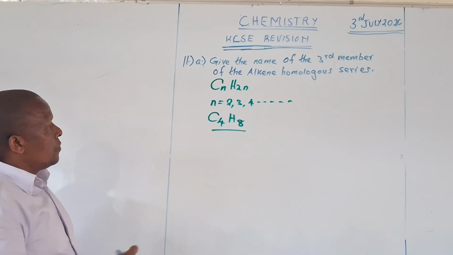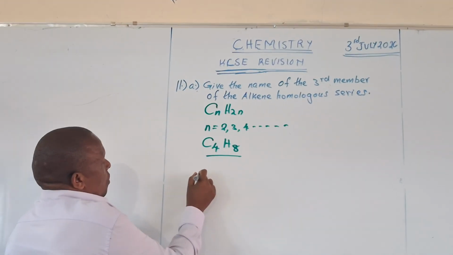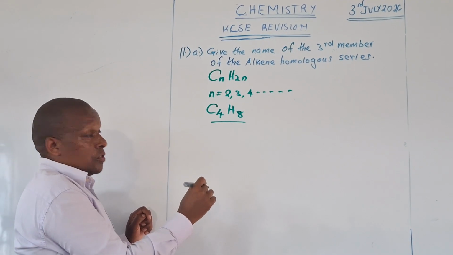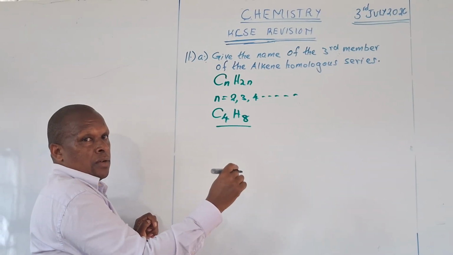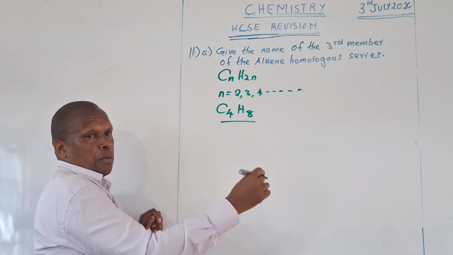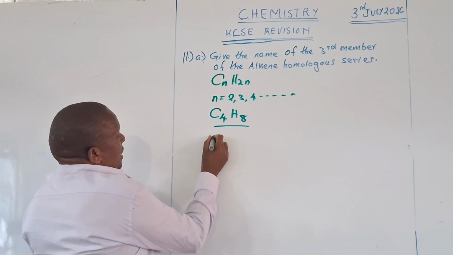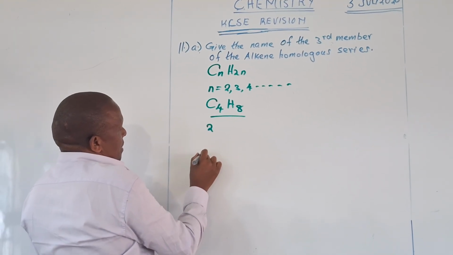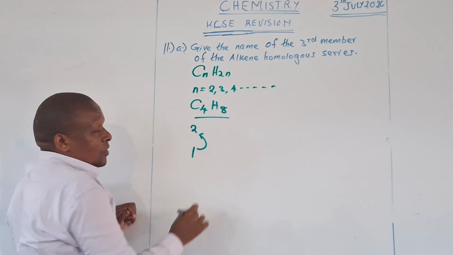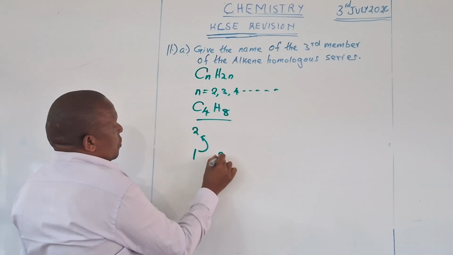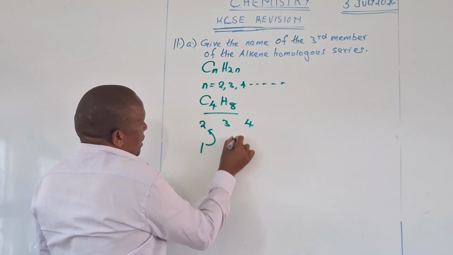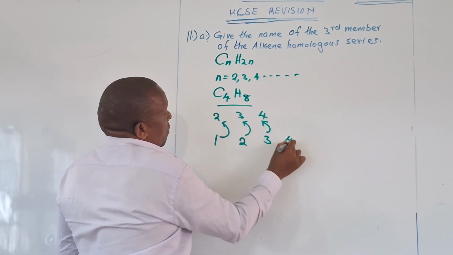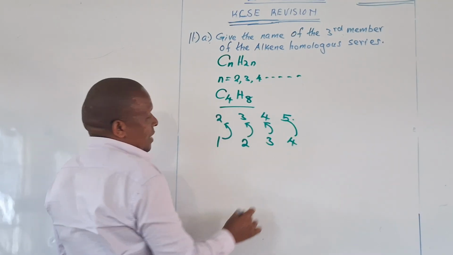Now, we know that the prefix for 1 is met, for 2 is et, for 3 is prop. Member number 1 has 2 carbon atoms. Member number 2 will have 3 carbon atoms. Member number 3 has 4. Member number 4 has 5.